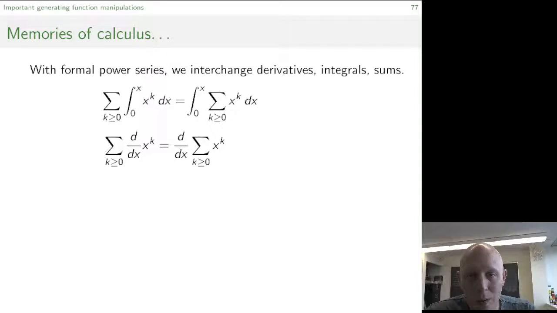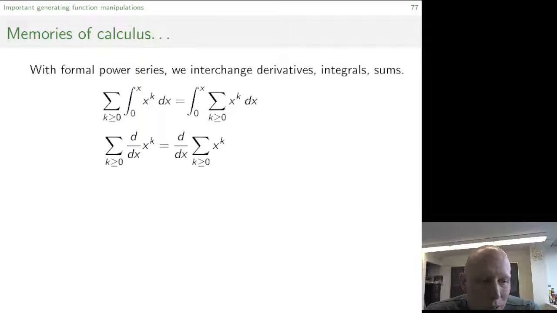All right, so one last bit of formal power series manipulation. This is less important than the others. I think it's really interesting about how this works, so I thought it would be a good thing for me to talk about. So when you're dealing with formal power series, you are allowed to interchange derivatives and sums or integrals and sums.